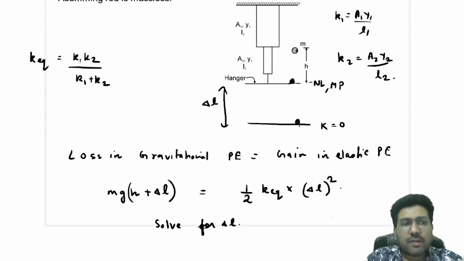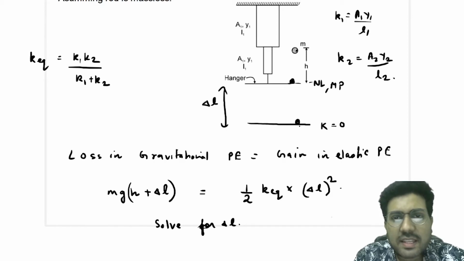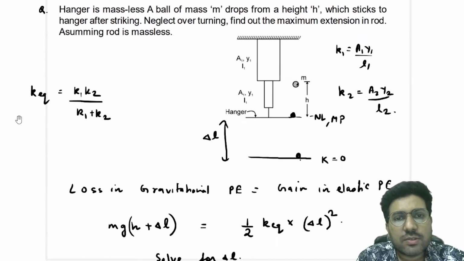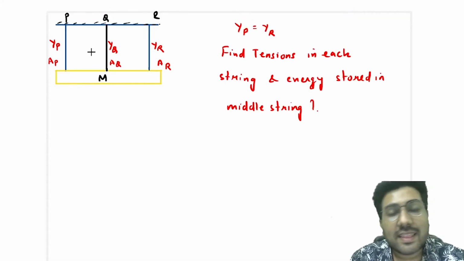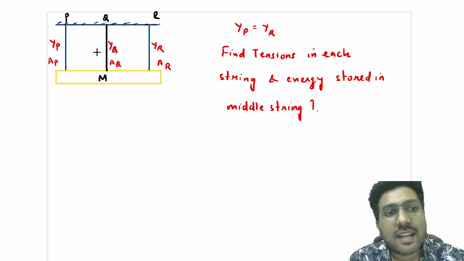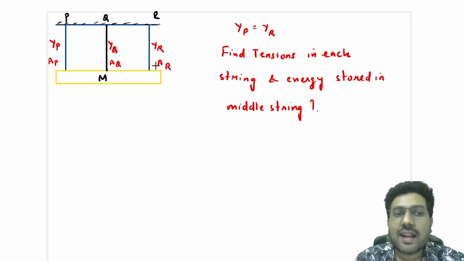Okay, you will get a quadratic equation. You have to solve it. When they give you the values, it will be easier to solve. Now in this question, three wires are given to you, P, Q and R.